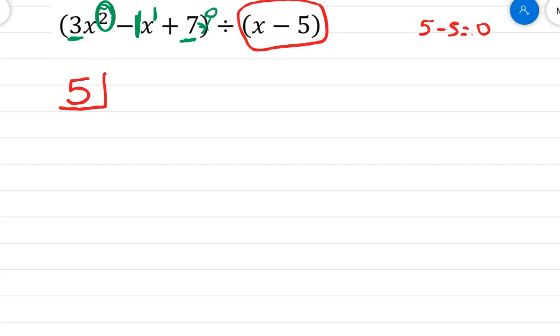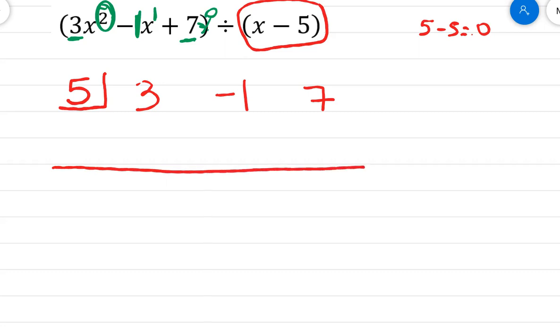So if my dividend is in standard form, I can just write the coefficients. Coefficient for x to the second, I have 3. Coefficient for x, negative 1. Coefficient for x to the 0, 7. Next, I am going to leave a space to write more numbers, and I'm going to draw a horizontal line.